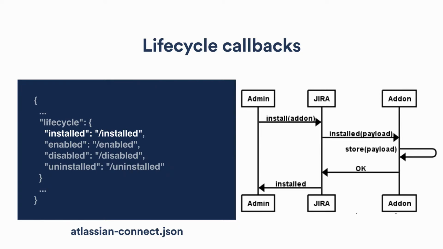Pretty much what's going on here is described in the sequence diagram. An admin installs your add-on. The Jira instance sends an installed callback to your add-on with the payload. Your add-on will need to store some important information from that payload, at the very least the shared secret information. And it's part of the contract that your add-on sends back 200 OK or 204, also OK. And that's what signals to the admin that the add-on is installed.